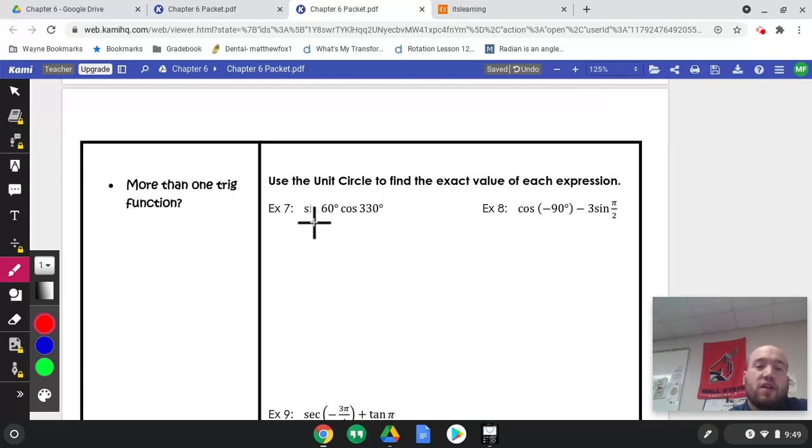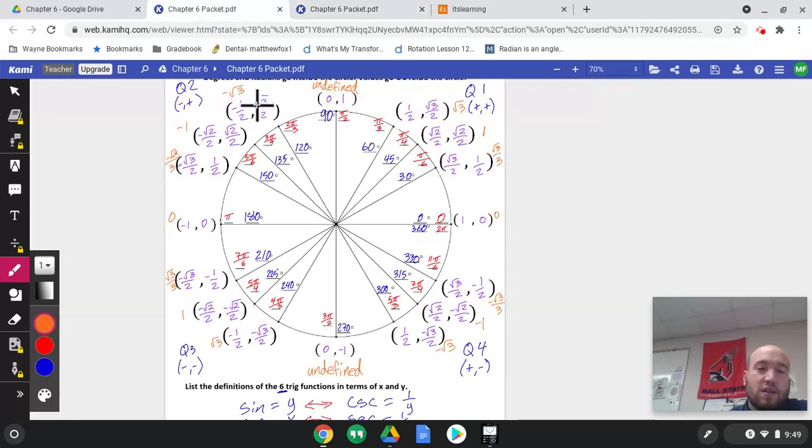Right here, the first thing we need to do is decide what the sine of 60 is and what the cosine of 330 is, and then they're right next to each other. We'll multiply them. So sine of 60. Go over here to 60. Sine is y, so square root of 3 over 2.